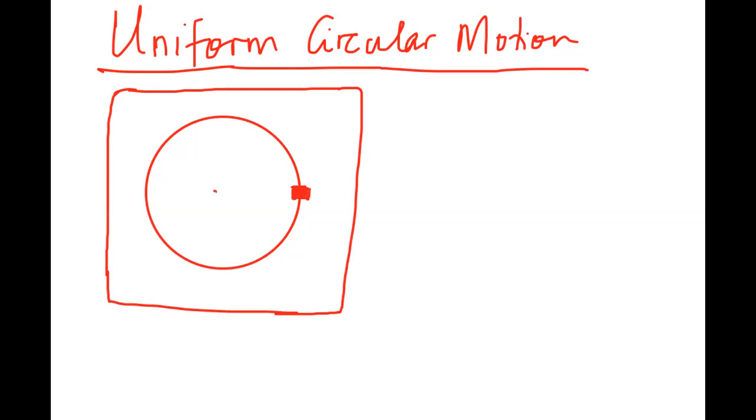This provides the tension force. I'm going to put an arrow here that will provide the tension. This is the direction of travel of the mass. We can put this arrow to indicate the tangential velocity of the object.